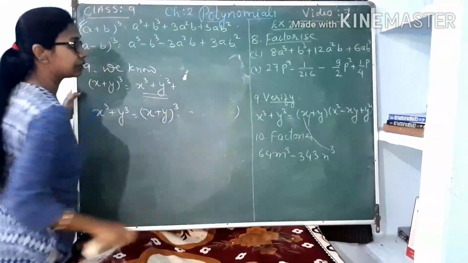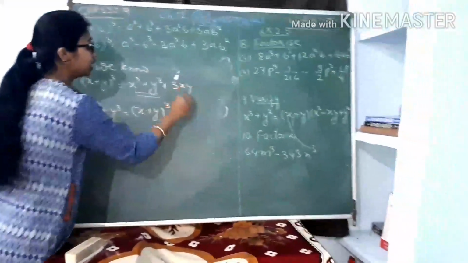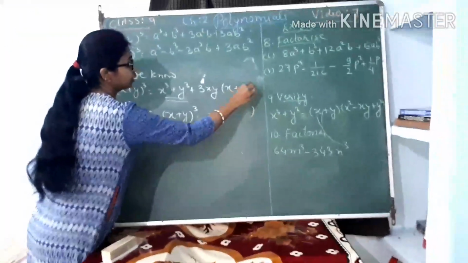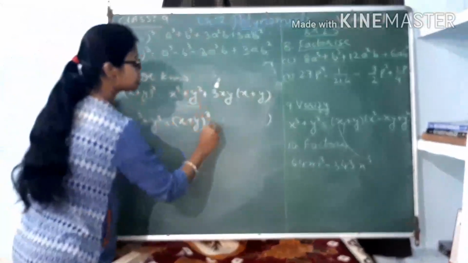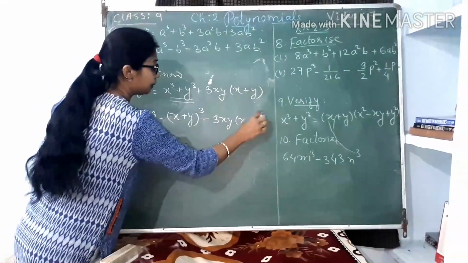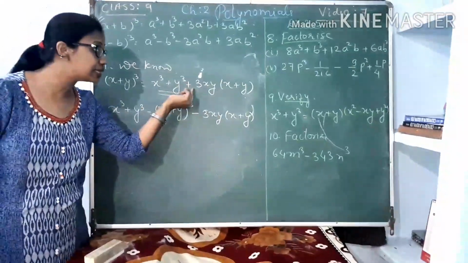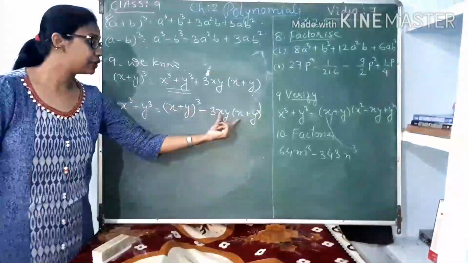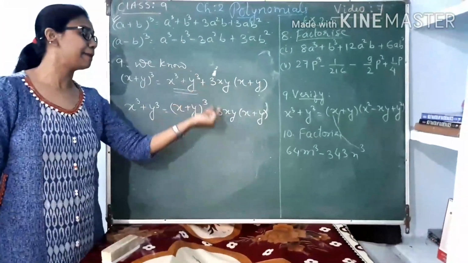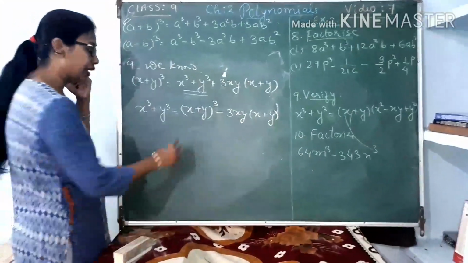See, I am writing here the compact form which we have written in the previous video. 3xy, this is x plus y. Bring this value here. So, can you write down 3xy and x plus y? Remember, this full is a single term, only this sign will be changed. So, when you transform it to the other side, this will be minus 3xy, x into x plus y.